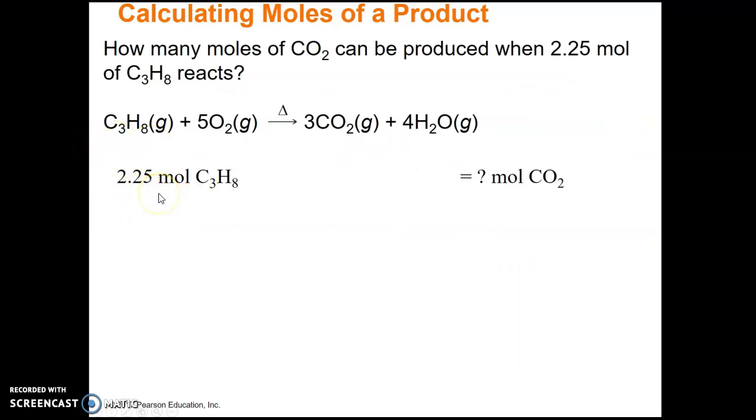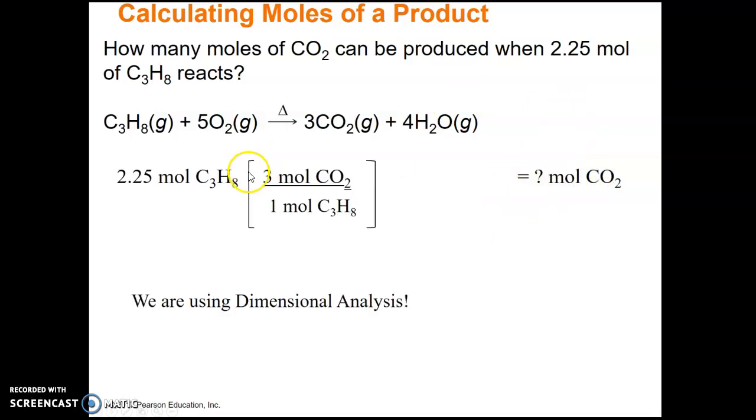I would write on the left of my work what I have to start with. I'm starting with 2.25 moles of propane gas. And on the right side of the math problem, you should write down where you're going. We're trying to calculate how many moles of carbon dioxide. So then I look and I get the mole to mole ratio.